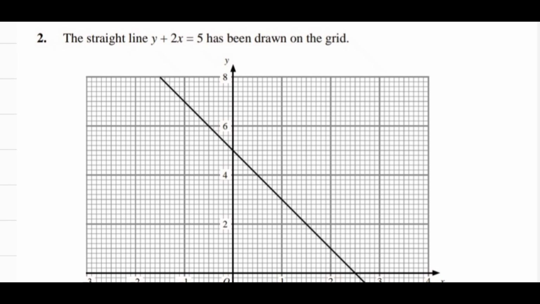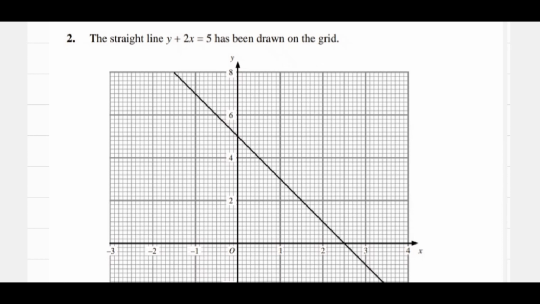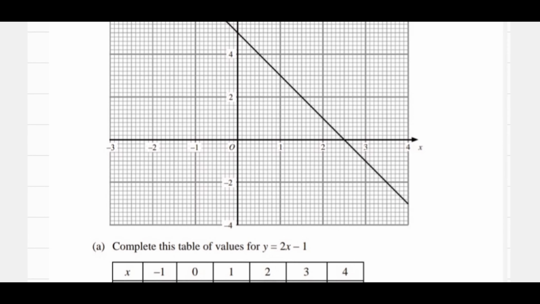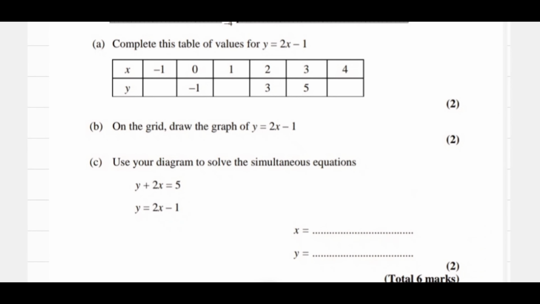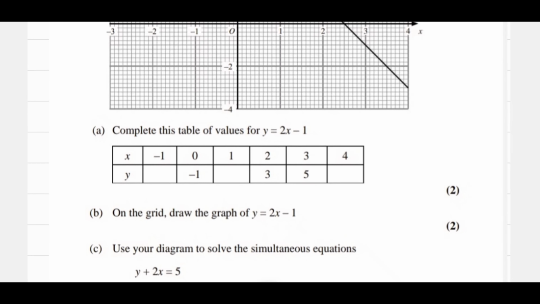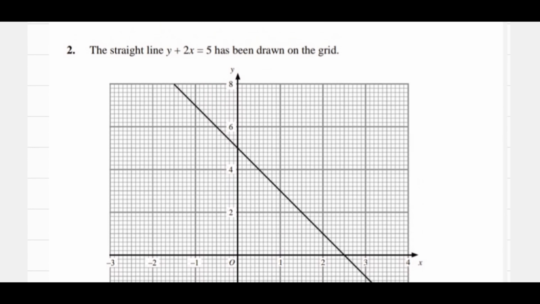This time you're given a straight line, y plus 2x equals 5, and it's already been drawn on the grid for you. However, you can see that we don't have the second line. And this is just like that second general example that I told you guys about. We're going to have to draw the second line through the equation that we're given and the table of values that has been given to us. So the equation of the second line is y equals 2x minus 1. We have to complete the table of values.